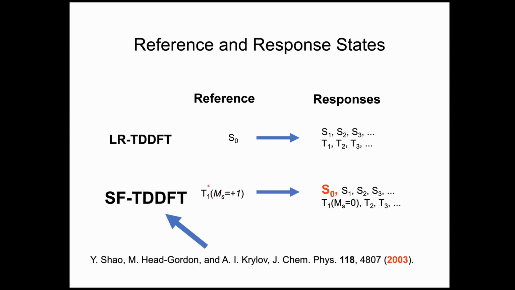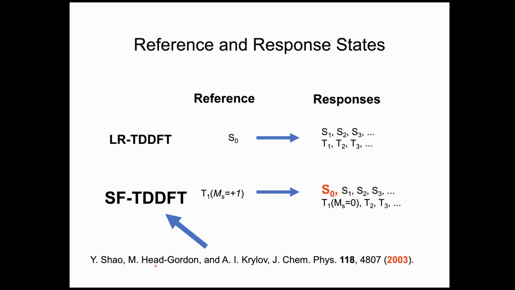What are the alternatives to this? Let me summarize again. In linear response TDDFT, your reference is the ground state singlet. Then it can generate S1 states, S2 states, higher singlets, and it can also generate triplets. That's fine, but it cannot generate the S0 state because your reference is S0. So there's no way you can do it.